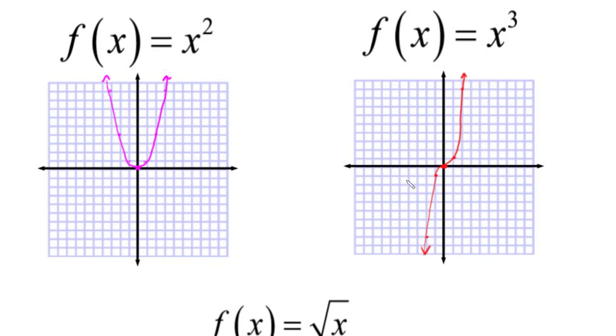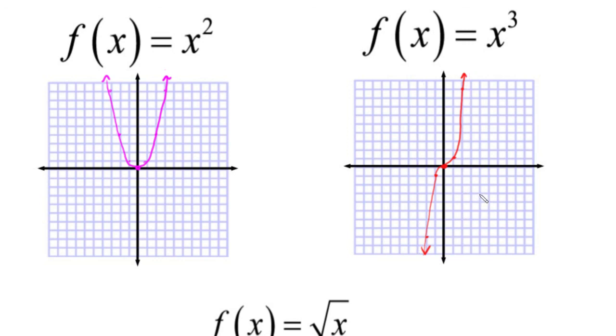Now, I want to be clear about this graph. There are no vertical asymptotes here, okay? It's not like you can say, oh, it's never going to pass this point and it's never going to pass this point. This is not a true statement. It is going to continually go left and right forever.